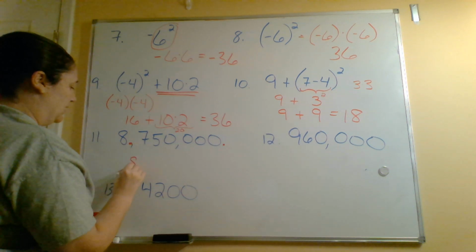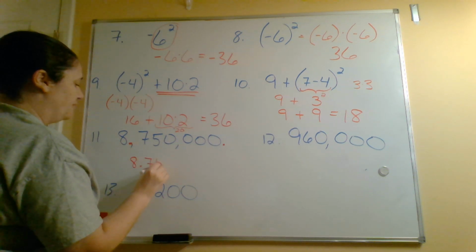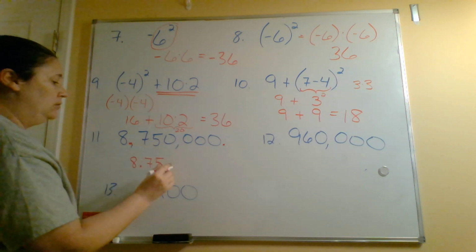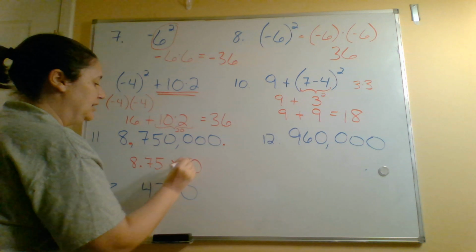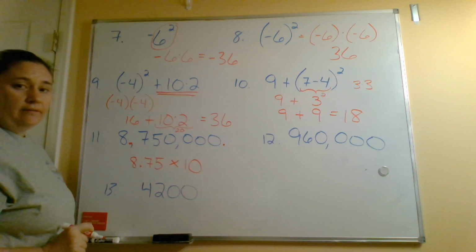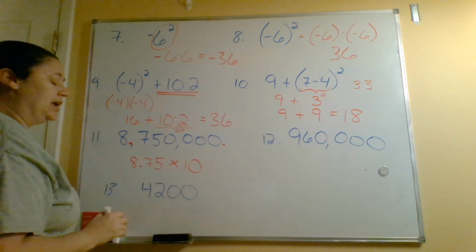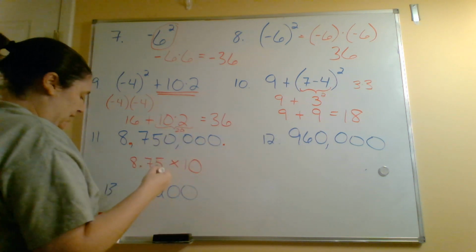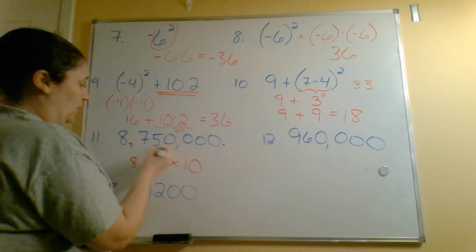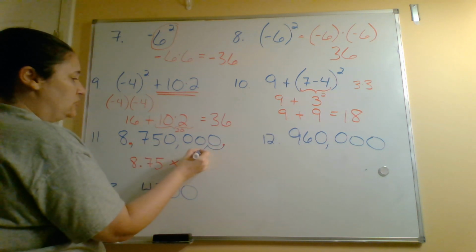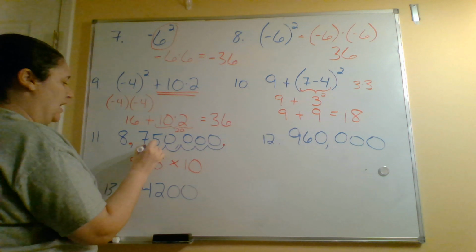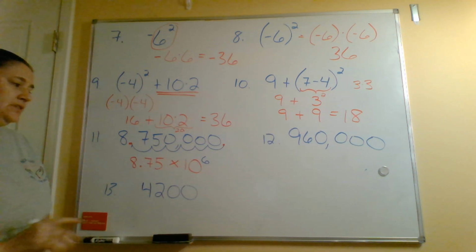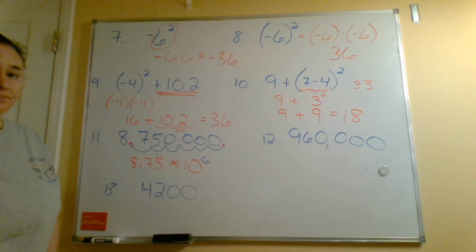So this is going to be 8.75. And when you're doing scientific notation, it's always a decimal times 10. It always says times 10. And the exponent on the 10 is the number of times you move the decimal point over. So let's see how many times we moved the decimal point to the left. 1, 2, 3, 4, 5, 6 times. So this is 8.75 times 10 to the 6th power.